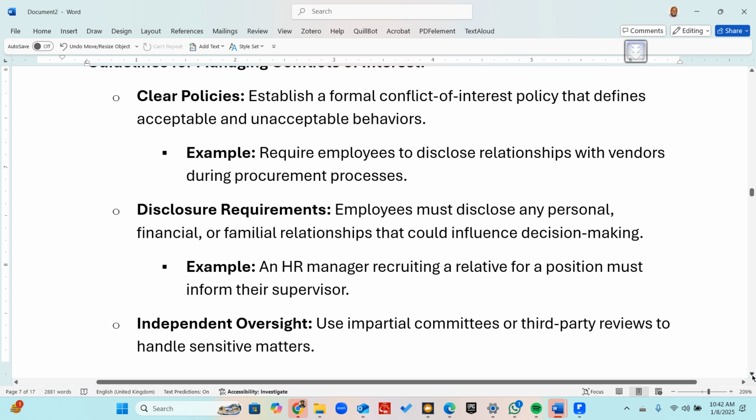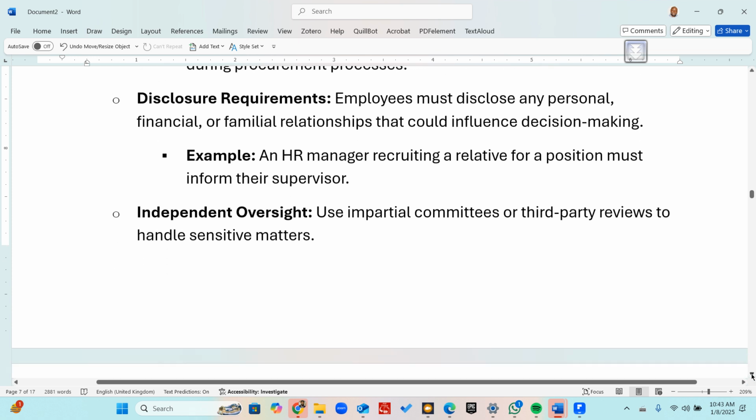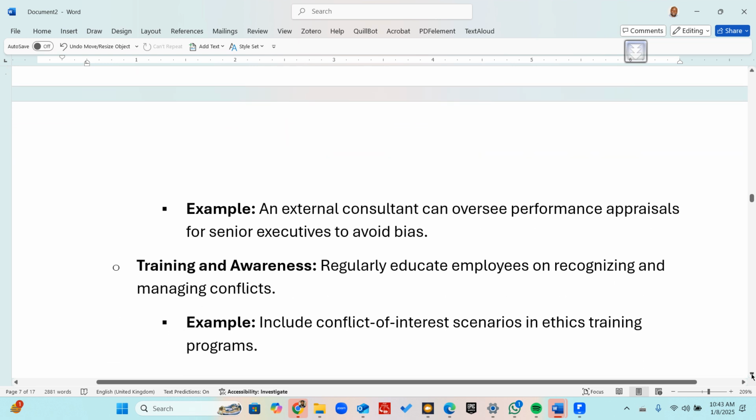Disclosure requirements. Employees must disclose any personal, financial, and familial relationship that could influence decision making. An HR manager recruiting a relative for a position must inform their supervisor or their boss because there's a conflict of interest. So clear policies, disclosure requirements, independent oversight: use impartial committees or a third party to review sensitive matters. This is very important too, where a third party, an external consultant, can oversee performance appraisal for senior executives to avoid bias because of familiarity.